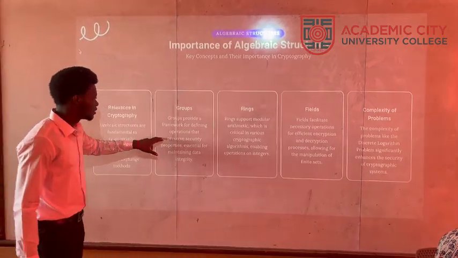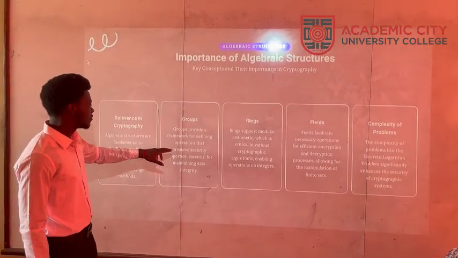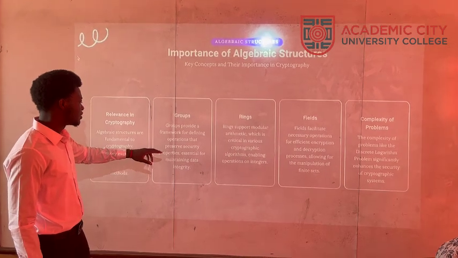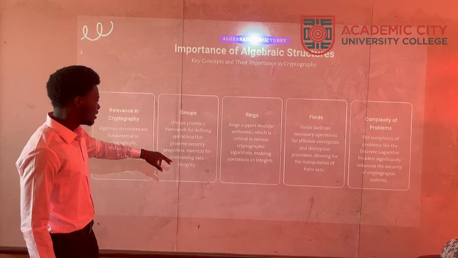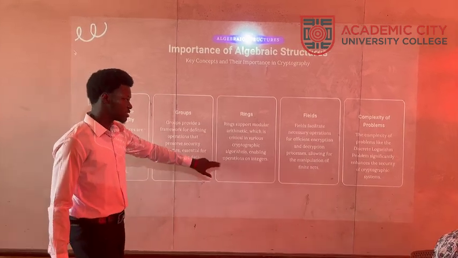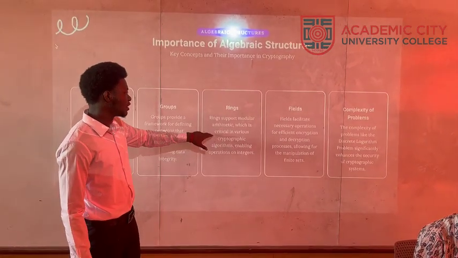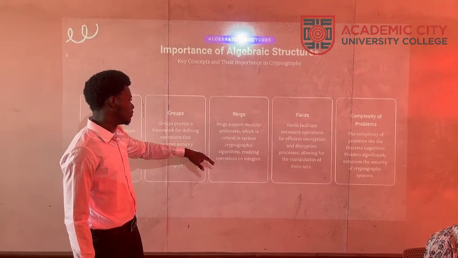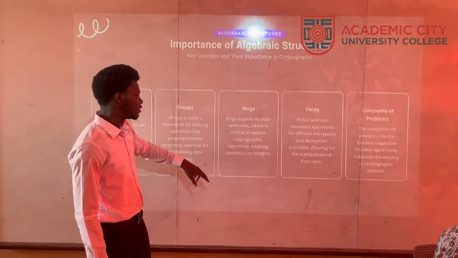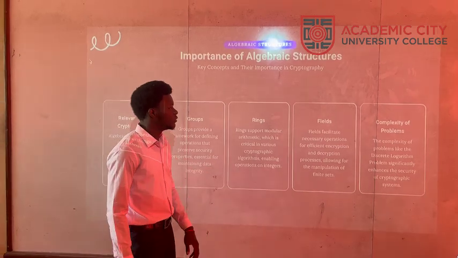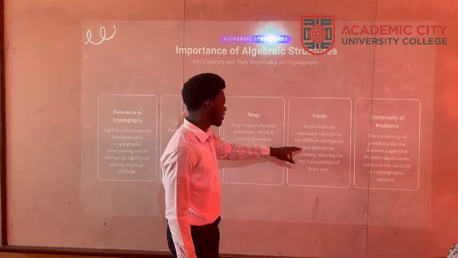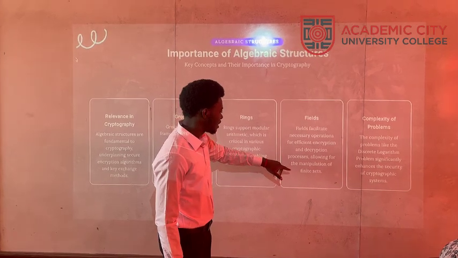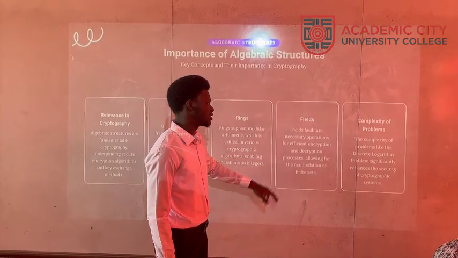The groups provide a framework for defining operations that preserve security properties essential for maintaining data integrity. And rings. The ring supports modular arithmetic, which is critical in various cryptographic algorithms, enabling operations on integers. Then we go to the fields. The fields facilitate necessary operations for efficient encryption and decryption processes, allowing for the manipulation of finite sets.